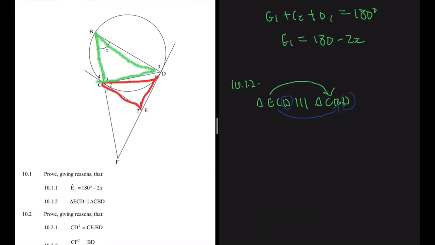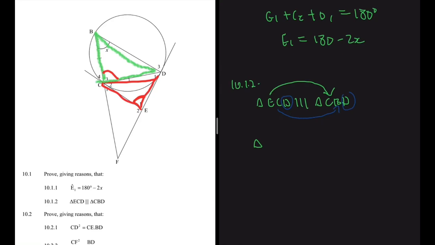So let's start with angle E on triangle ECD. So angle E on triangle ECD is here, right? It's E1. We know that it's 180 minus x. So we're saying that angle E should be equal to angle C on triangle CBD. So it should be equal to this angle. And indeed they're equal, because I want you to realize something.